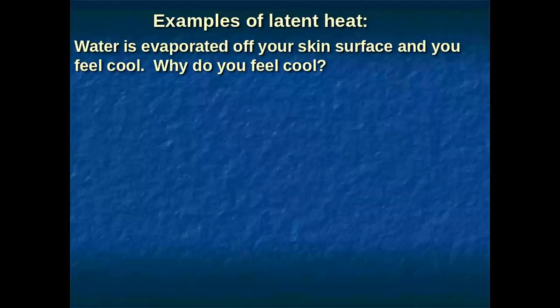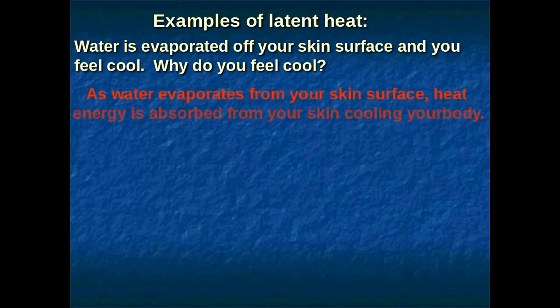So here are some examples of latent heat. This first example says water is evaporated off your skin surface and you feel cool. Why does that happen? So this is an analogy where you get out of the shower or you get out of the pool, and regardless of what the ambient temperature is, you'll always feel cooler. And that is because water is being evaporated off of your skin surface, therefore absorbing the heat from your body. And so you feel cooler. And so you're really moving from a liquid state to the vapor state.